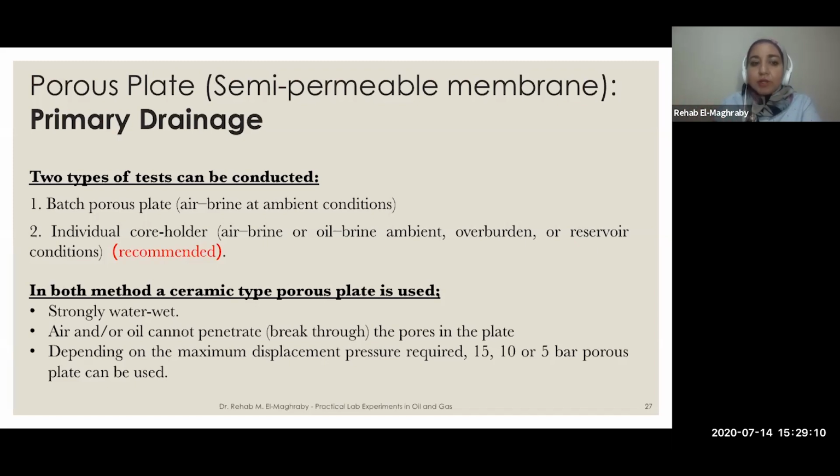There are different ratings for this porous plate according to the displacement pressure that you want to reach. It can be 15, it can be 10, it can be 5 bar. What I am going to show you in the video is the 15 bar. This is what I have. The higher the displacement pressure rating, the lower the permeability of the water through this porous plate. So it will take a very long time for the water, because it is 15 bars, so the pores are very, very tight. It is harder for the water to pass through, but the water passes through fine, it just takes time.